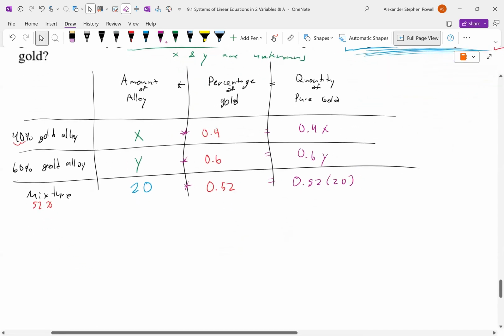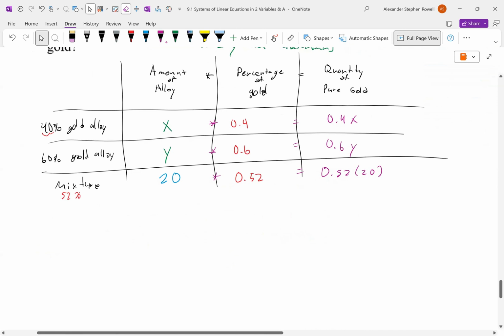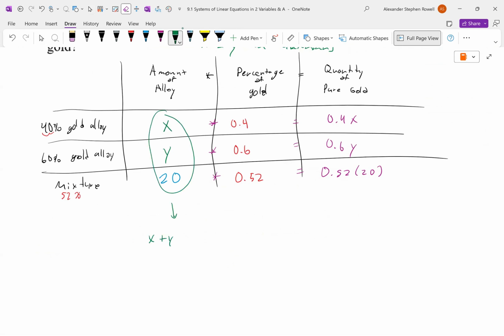And we need 2 equations. Can anyone tell me what one of the equations are? So if I'm mixing these 2 together, x plus y is equal to 20. I'm also mixing the 2 together here to make the combined mixture. 0.4x plus 0.6y is equal to 0.52 times 20. Are there any questions on setting this up?